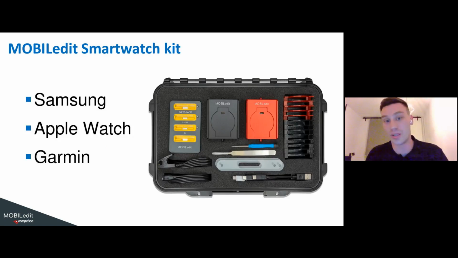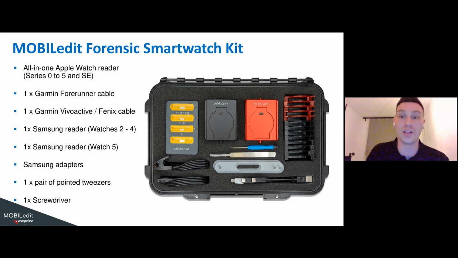So if we take a closer look at the kit, it's going to contain all the components that you need to connect to Samsung, Apple Watches, and Garmins as well, right? So let's take a deeper dive into the smartwatch kit. It's going to have the all-in-one Apple Watch readers, Series 0 to 5 and SE, and that's going to be right here on the side over here. It's going to have one Garmin Forerunner cable, which is going to be right down here. It's going to have the Garmin Vivoactive Fenix cable. This is going to be right here.